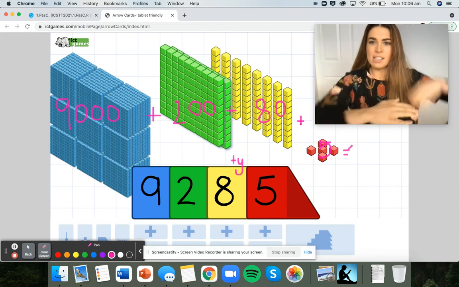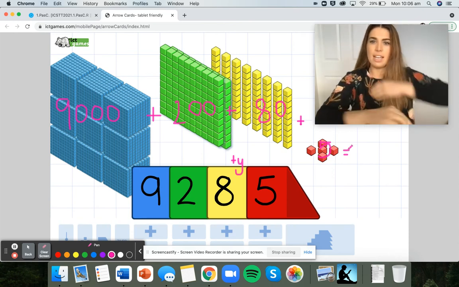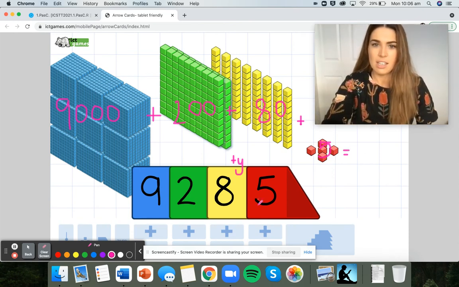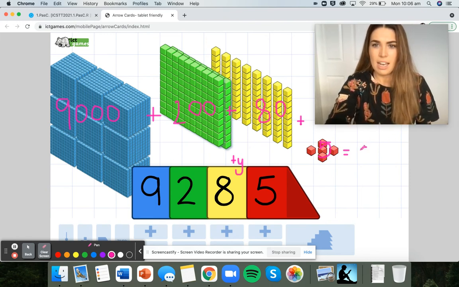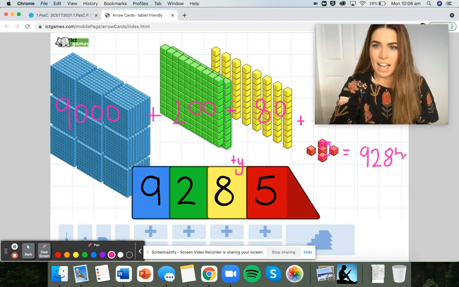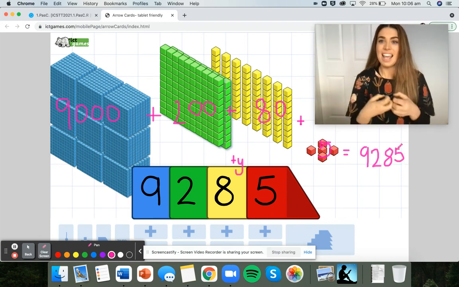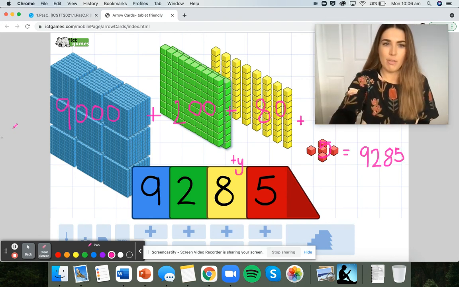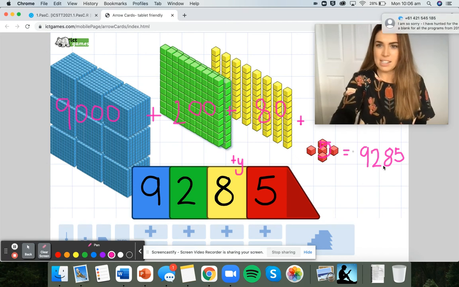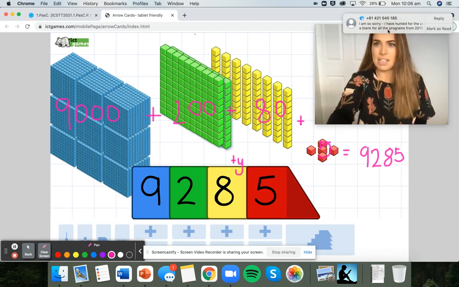equals, because my number sentences always need my equal sign to show what the answer is, and the answer will just be this number here blended all together. 9,285. I have just written this number in expanded form. I've pulled apart the different parts and written a number sentence.